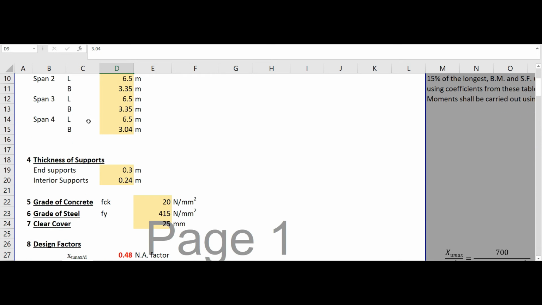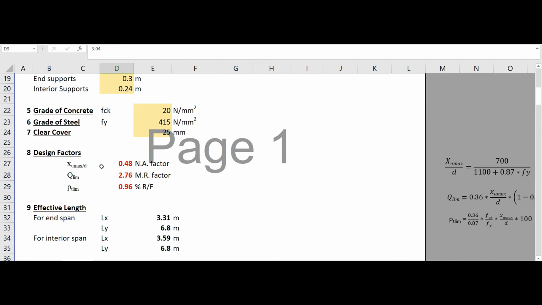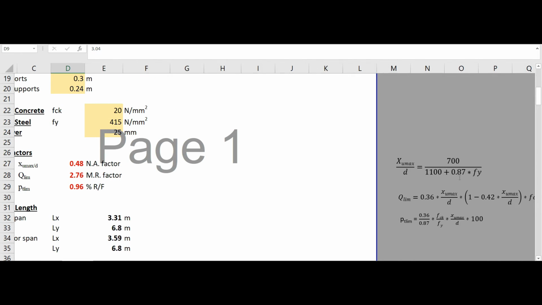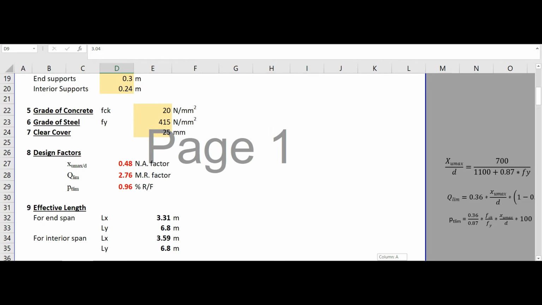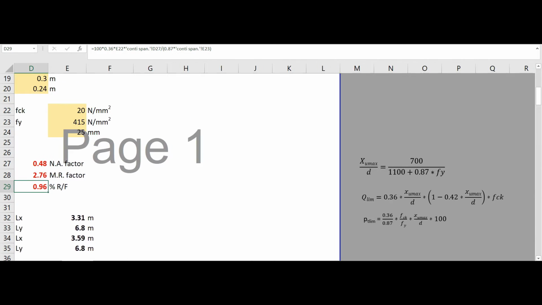Once we have this basic data, we will calculate the design factors. The first factor is Xu max by D, which is given by the formula 700 divided by 1100 plus 0.87 Fy. Putting the value of Fy, which is 415 Newton per mm square, we get the Xu max by D ratio as 0.48. Similarly, we will calculate the Q limit and Pt limit with the help of the following formulas.